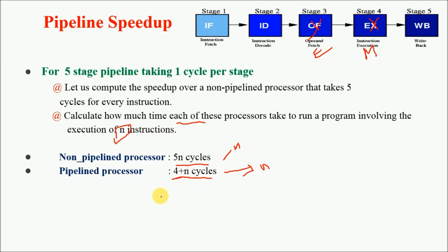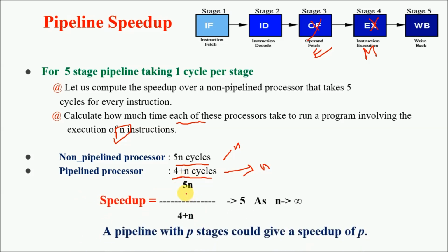So the speed up calculation will be the time for the non-pipeline system, that is 5n, divided by the time for the pipeline system, 4 plus n. If we take n as a large number, suppose millions of instructions, then we can say 4 plus n is equal to n. We can ignore the 4 because n is a very large number. Then this value will be equal to 5. That's why the speed up of this 5-stage pipeline will be 5.